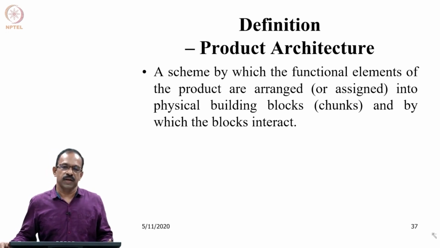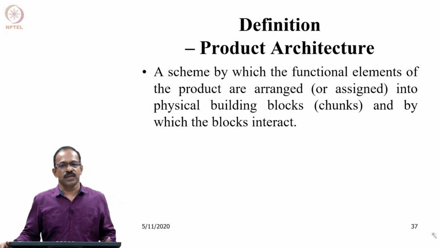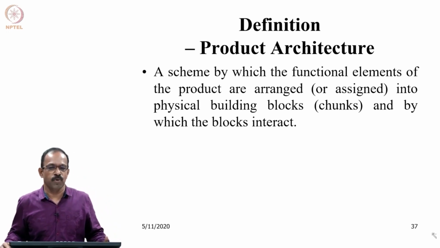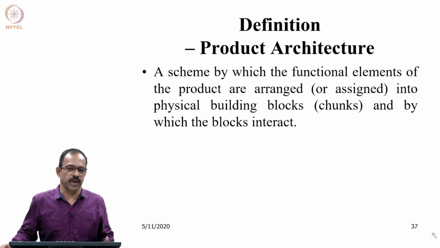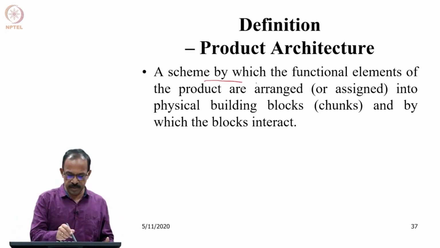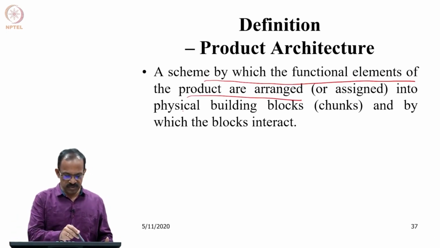So today we will move to the product architecture. The portfolio talks about the family, but product architecture talks about individual products. How do we actually identify the architecture of an individual product? We saw that the product architecture is defined as a scheme by which the function elements of a product are arranged into physical building blocks and by which the blocks interact.